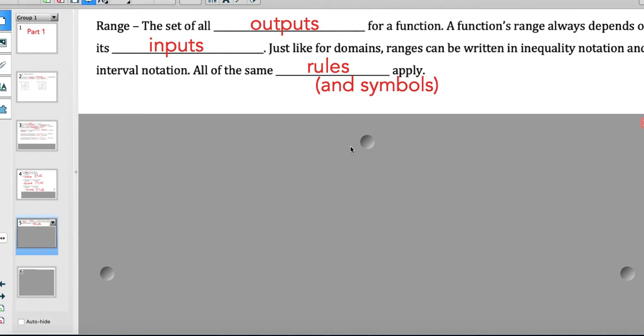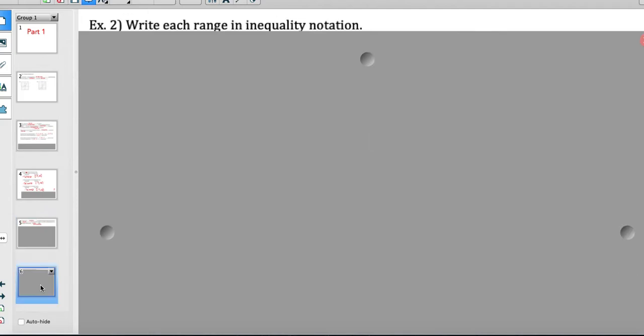So on a graph, the range would be how far up the y-axis and how low on the y-axis the data would span. When we used domain, we were using x's. Now when we use range, we're going to use y's.